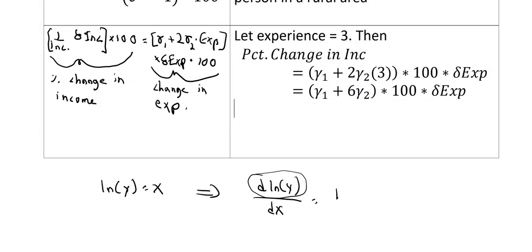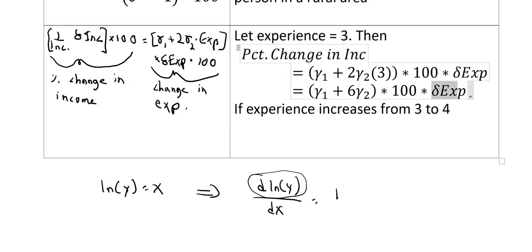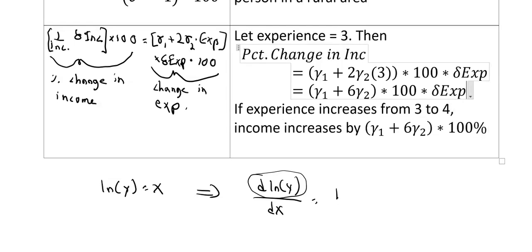Now I will say, if experience increases from 3 to 4, which means this one is increasing by 1 year. If I said experience increases from 3 to 6, then delta experience would be 3 years. If experience would go from 3 to 10, then delta experience would be 7 years. Since it's going up by 1 year, delta experience here is going to be 1, then we will say income increases by so much percent. So delta 1 plus 6, delta 2%.